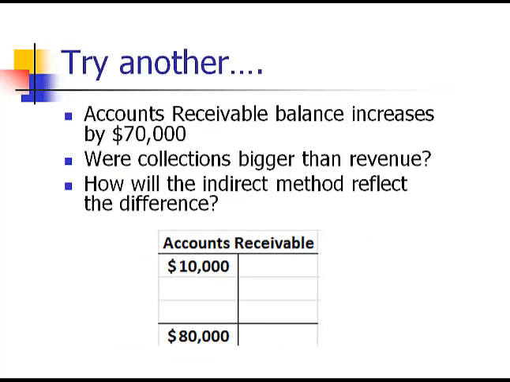Let's try another. What if the accounts receivable balance grows by 70,000? So if it was 10, it grew to 80. That's a growth of 70. Which was bigger, collections or revenue? Revenue has to be bigger to get the account to grow. Whatever collections were, the debit to billings had to be bigger by 70,000 or accounts receivable would not have grown. That 70,000 increase is going to be a reconciling item in the cash flow statement.